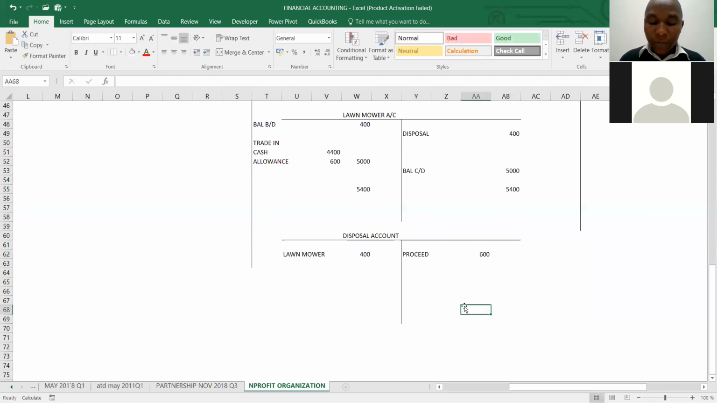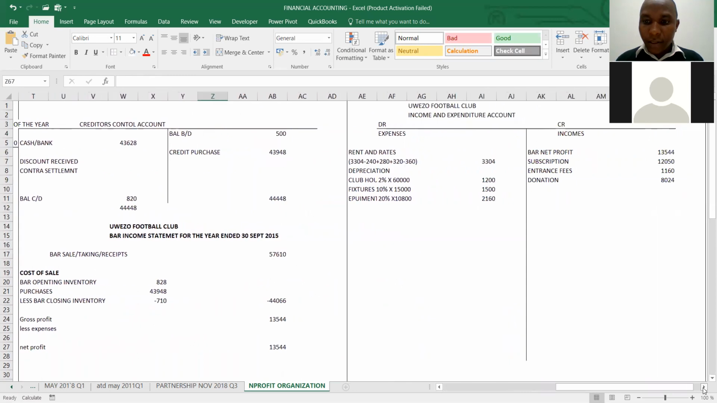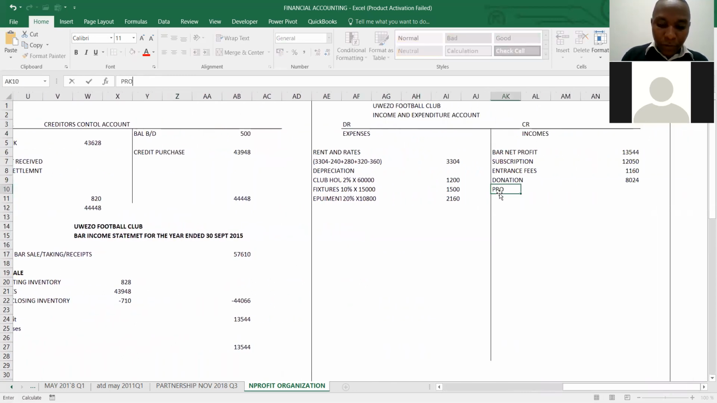600. Is it a loss or a profit? It is a profit. So we sell for more than what we purchased. We sell at 600 and we purchase it at 400. So it is a profit of how much? 200. So that profit we will take to the income and expenditure on the credit side. So here we will say profit on disposal, 200.